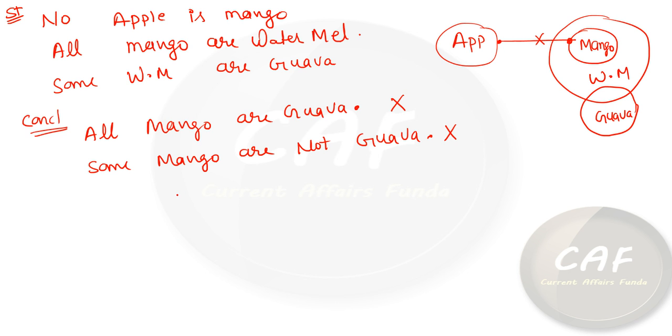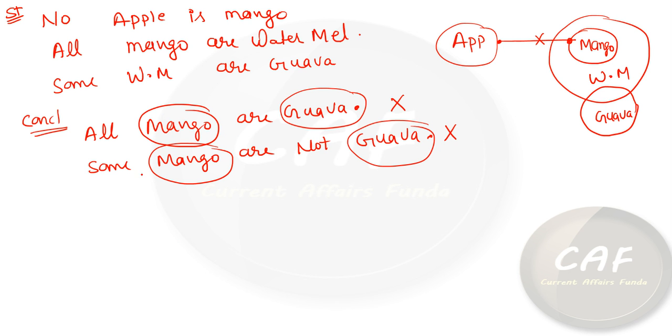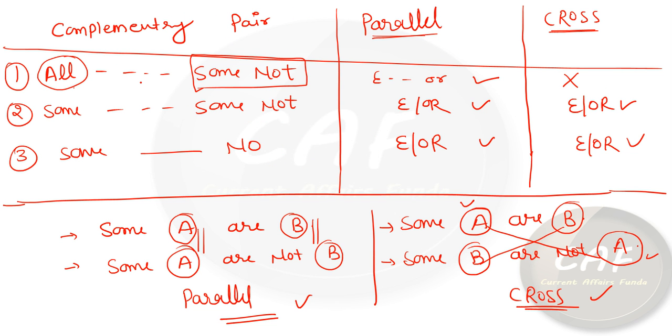Fine. And now friends, we need to check here whether either or will work or not. So first one is here mango, that is the subject, and this is the predicate here. Subject and predicate are given in the two conclusions. Fine. And now we need to check here all and some not. Can all and some not make an either or relation? Yes or no? We just need to watch our table right now.